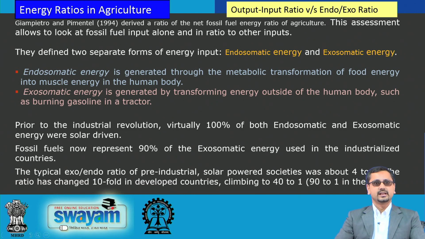The typical exosomatic to endosomatic energy ratio of pre-industrial solar powered society was about 4:1. The ratio has now changed tenfold in the developed countries, climbing to 40:1, or in some cases, for example in the United States, up to 90:1.